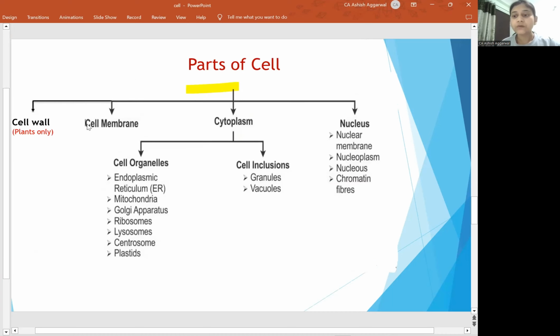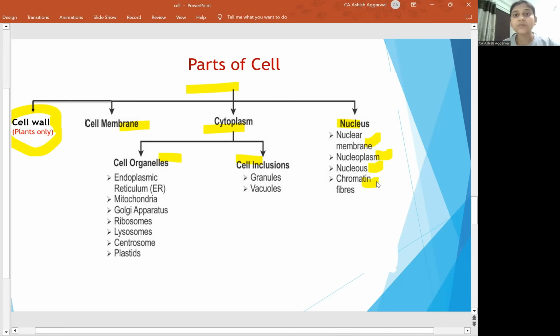Parts of cells. There are four parts of cells: cell wall, cell membrane, cytoplasm, and nucleus. But the cell wall is present only in plant cells, not in animal cells. The rest of the parts are present in both. The cytoplasm contains two parts: cell organelles and cell inclusions. Cell organelles include ER, mitochondria, Golgi, ribosome, lysosome, centrosome, and plastids. Cell inclusions include granules and vacuoles. The nucleus is surrounded by a nuclear membrane. It contains nucleoplasm, nucleolus, and some chromatin fibers.